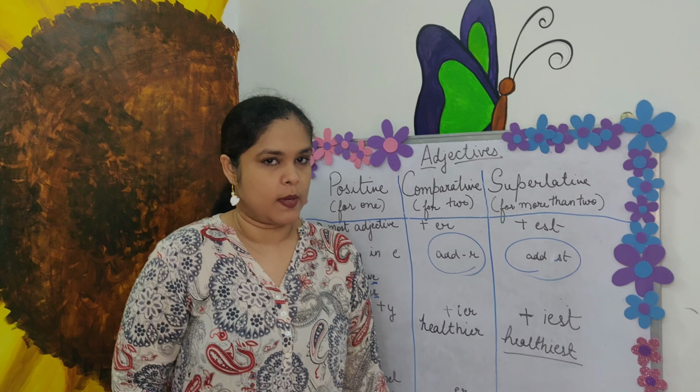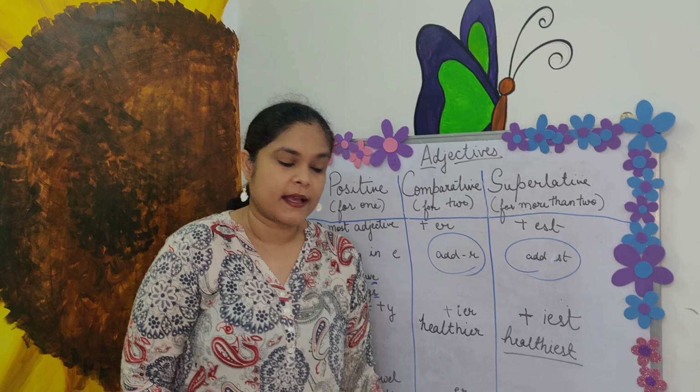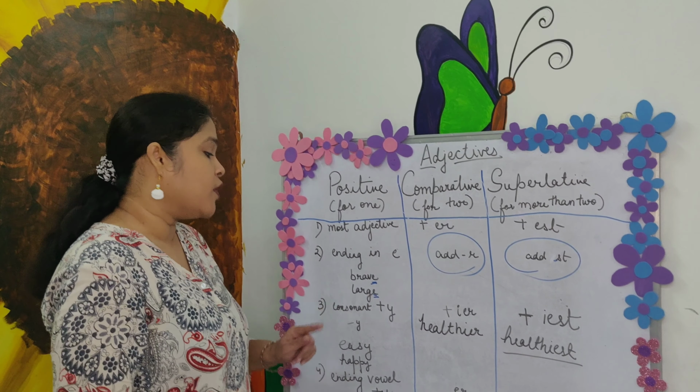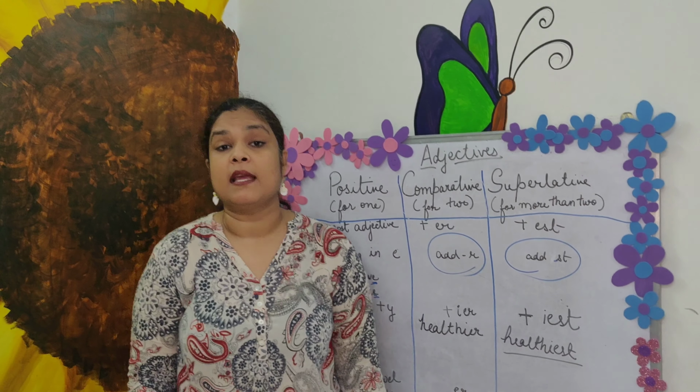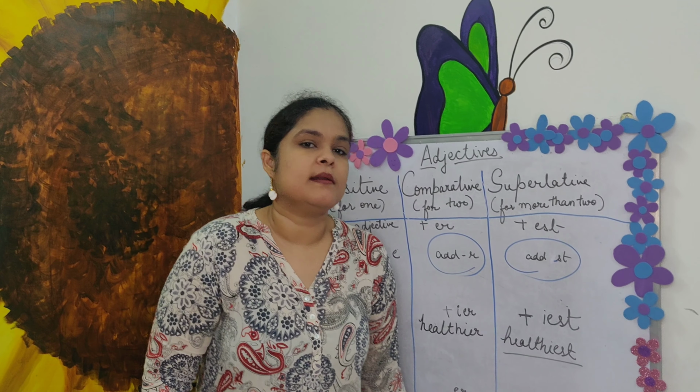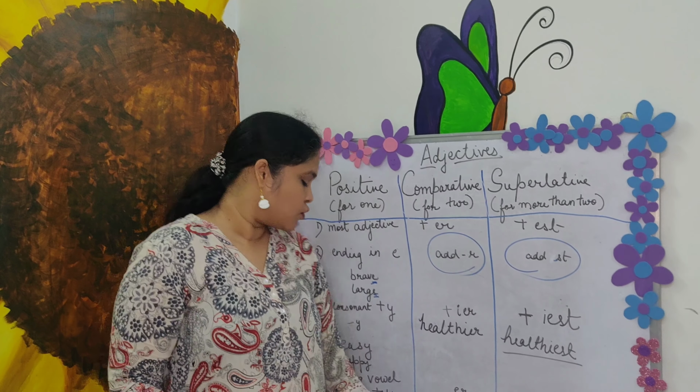Wealthy, wealthier, wealthiest. Correct? We also have some words like easy, easier, easiest. Happy, happier, happiest.